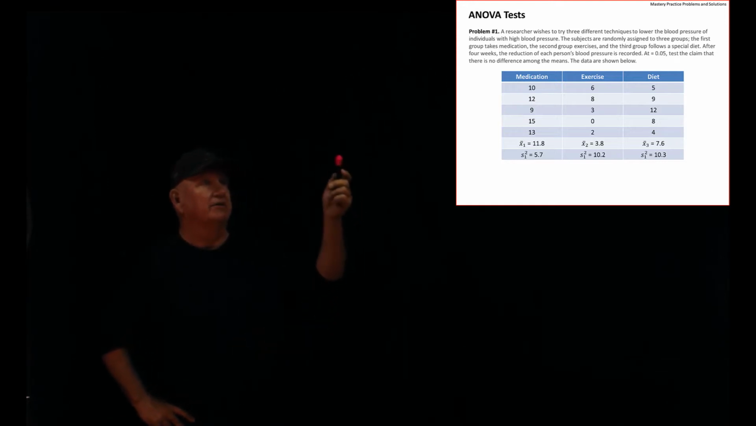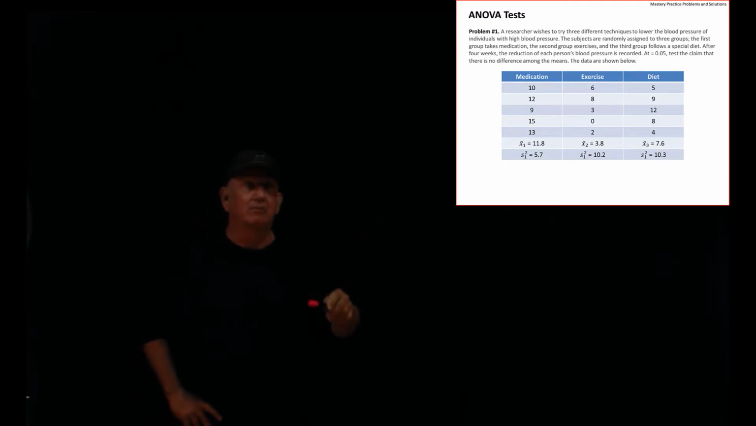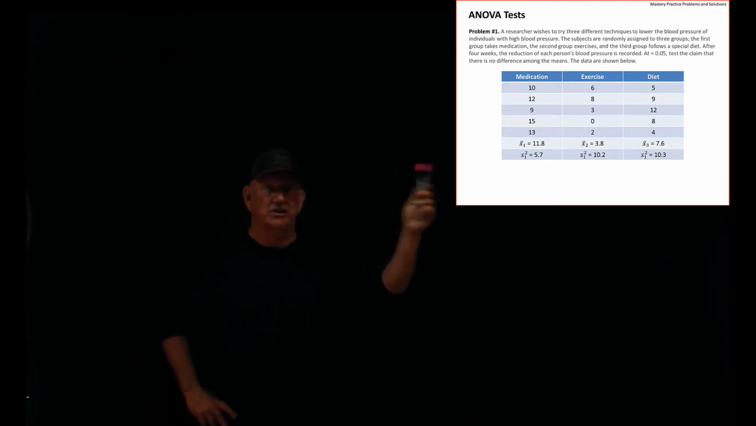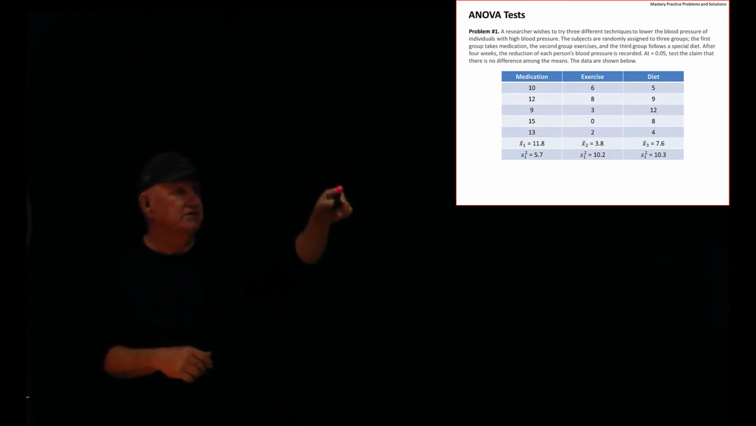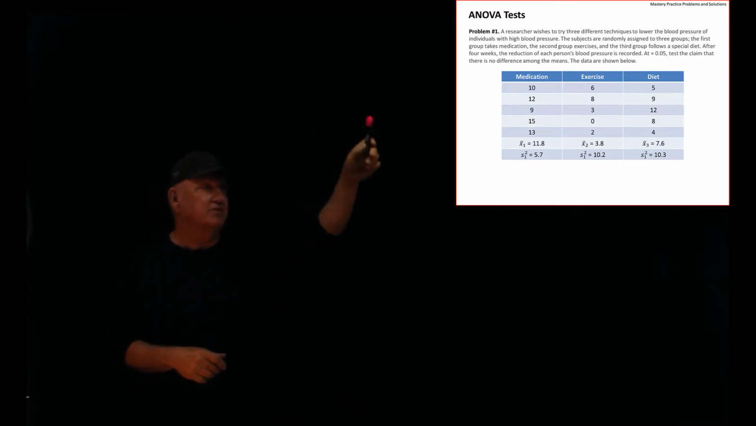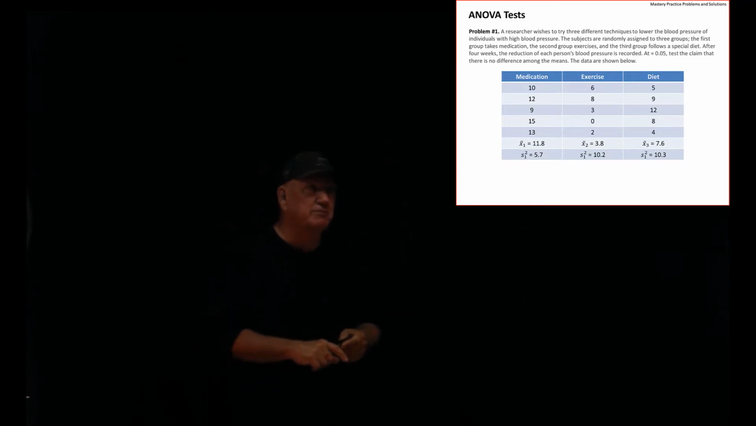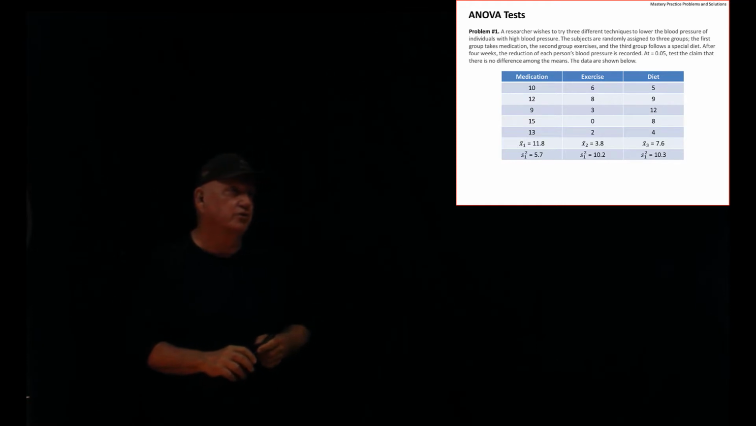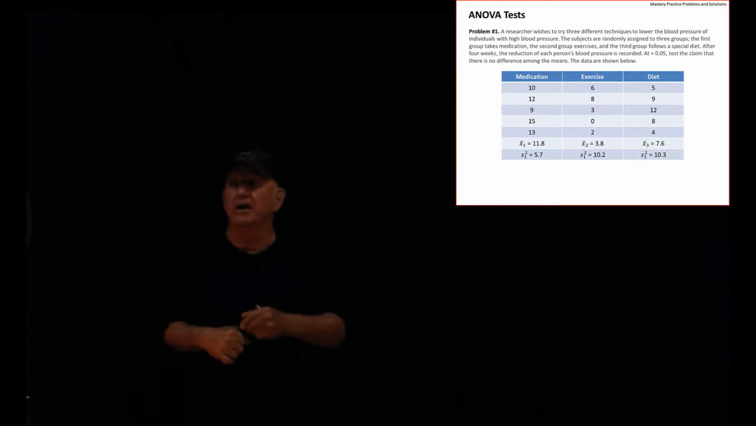This is about a test to try a couple of different treatments for high blood pressure: medication, exercise, and diet. And there's the data. Notice that we've got 3 groups and the same size groups, so we can use our simple formulas in order to run the ANOVA test. So let's go ahead and do that.